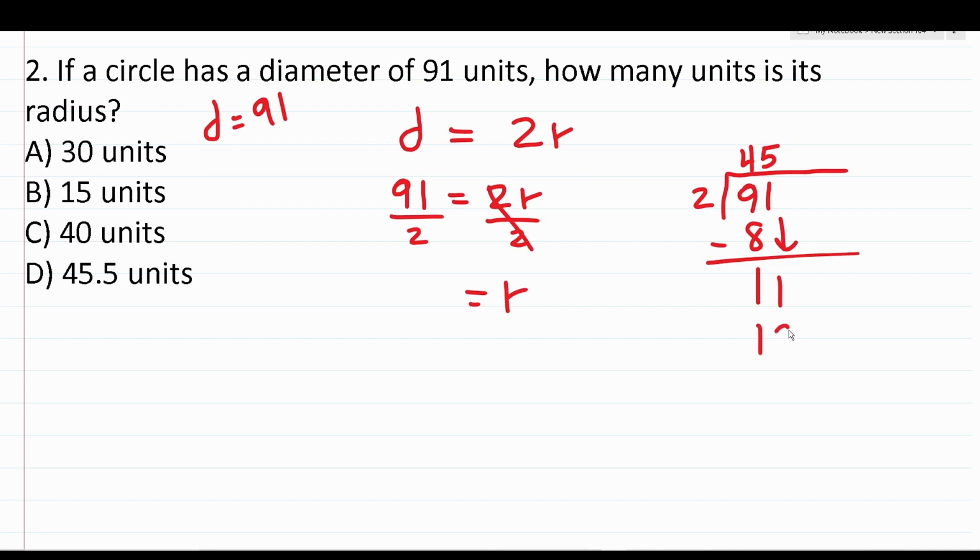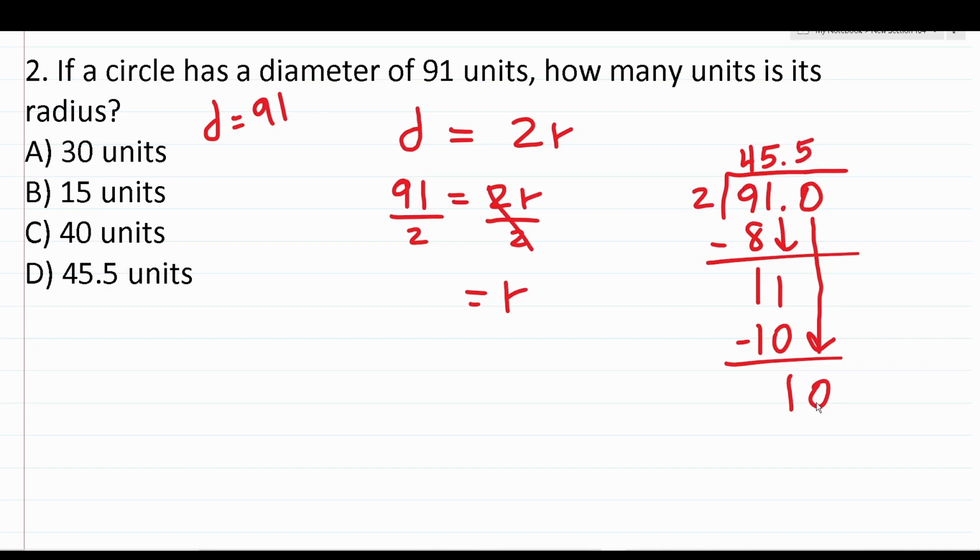2 times 5 is 10, of course. 11 minus 10 is 1. Since we don't have any other numbers we can use, we have to add a decimal and a 0 placeholder. Once I add that decimal in, I'm going to bring it up into my answer, and now I can drop down this 0. 2 goes into 10 5 times.